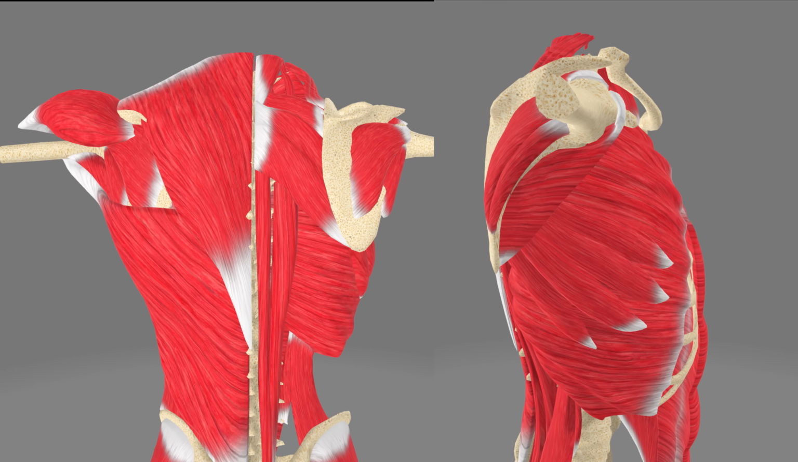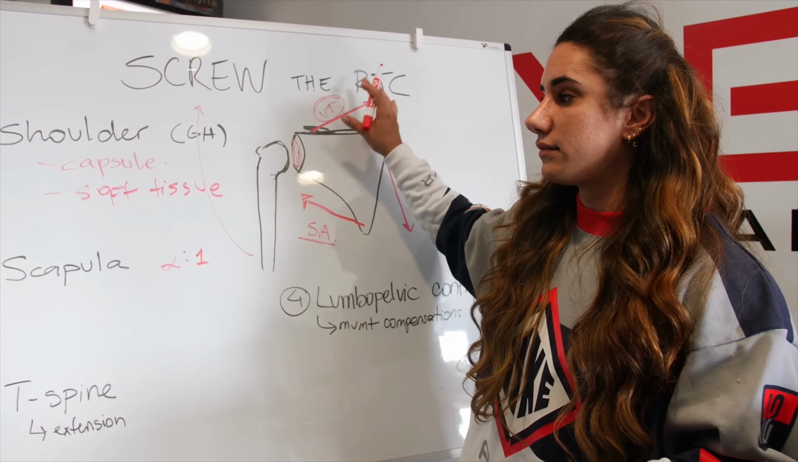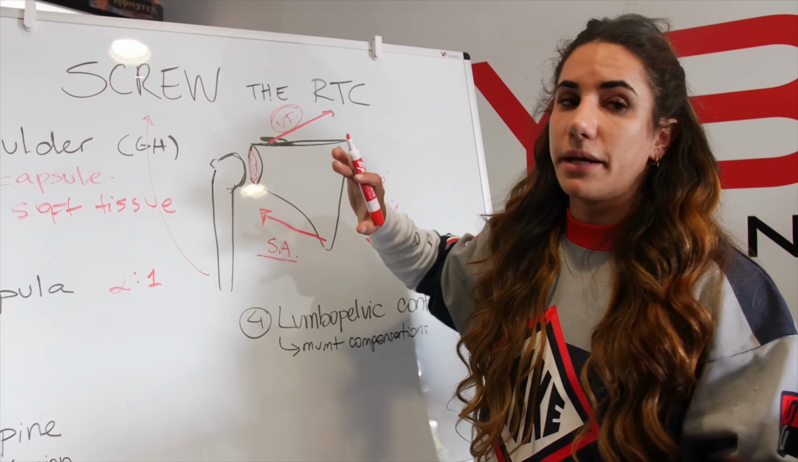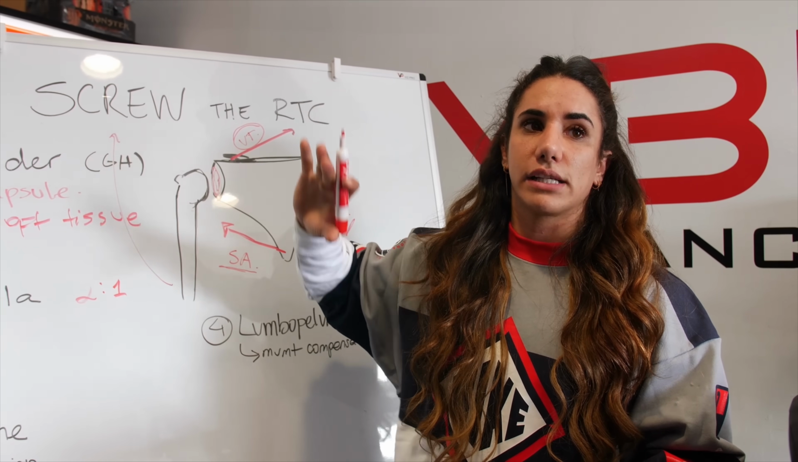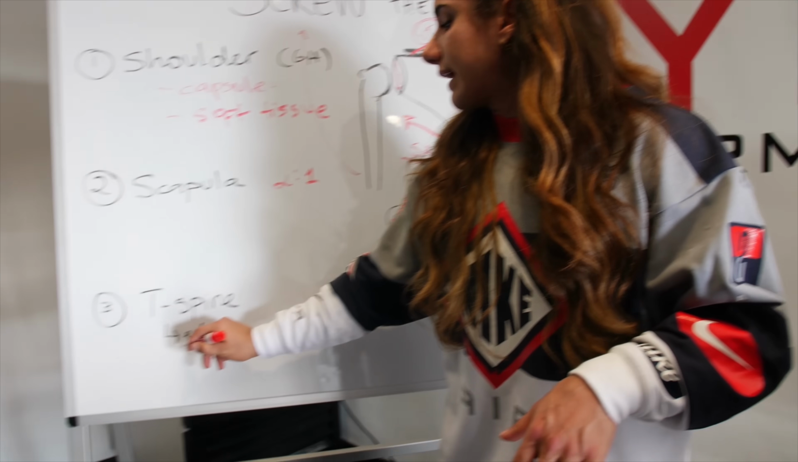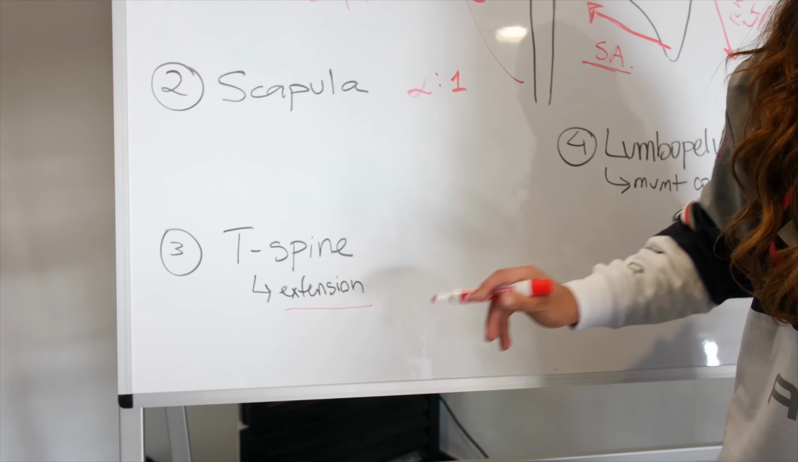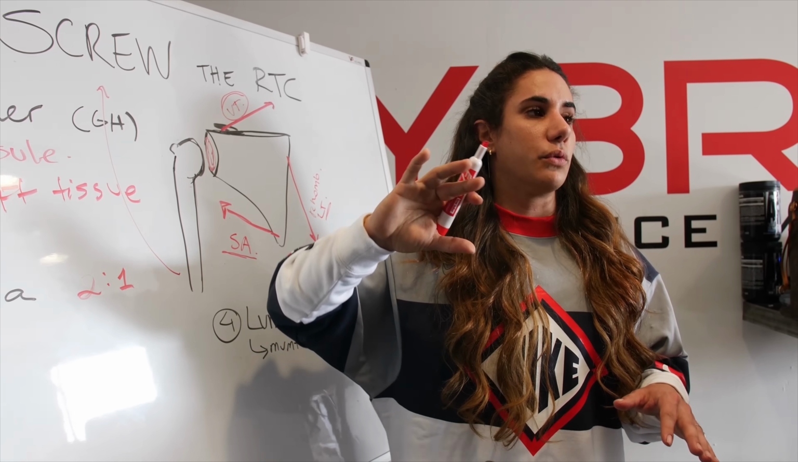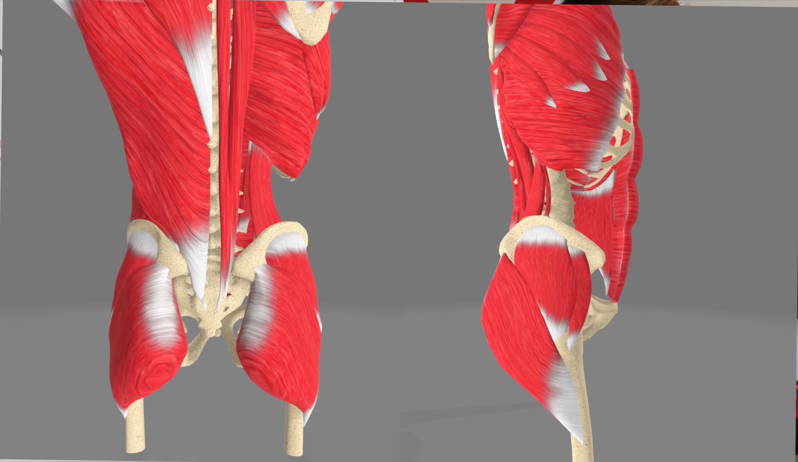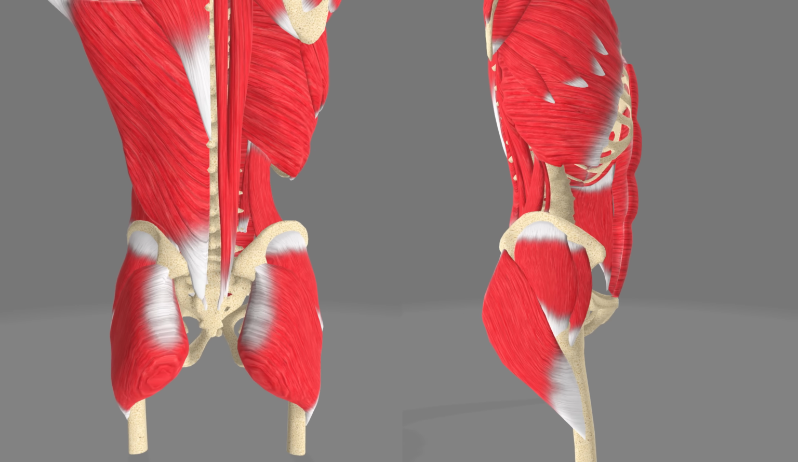The third part we're going to be discussing is the thoracic spine. In order for the shoulder blade to rotate up and down, it needs to be able to glide along the thoracic spine. People who lack thoracic extension are not going to be able to glide their shoulder blades in a smooth motion. And finally, we're going to be talking about having adequate lumbopelvic control during overhead motions.